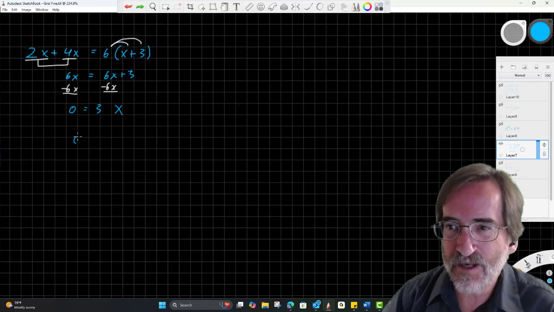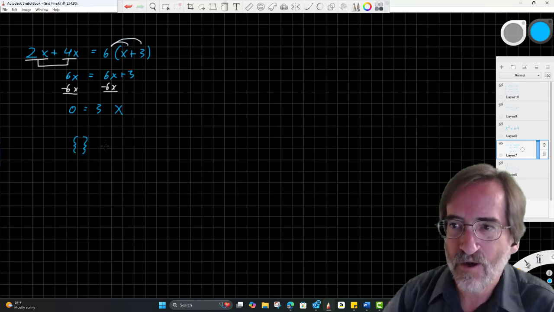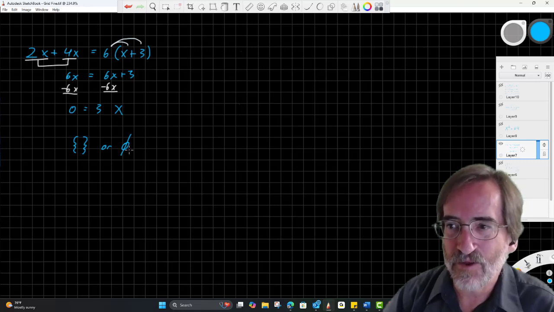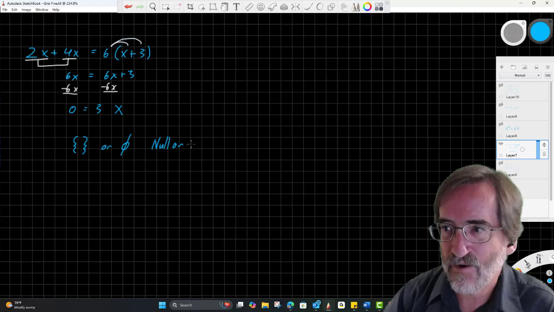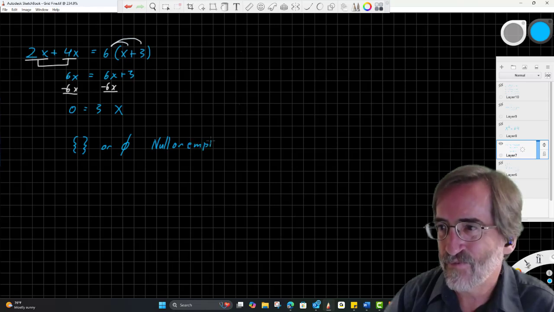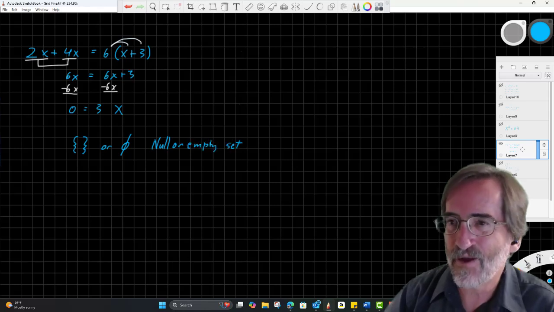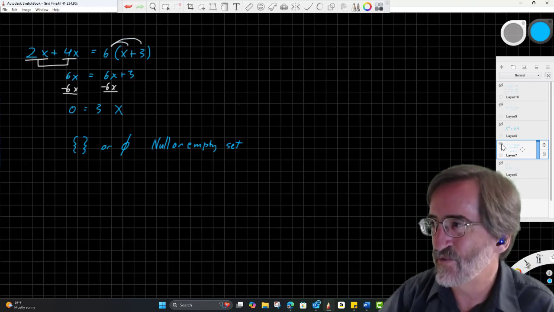The empty set is a curly brace or a pair of curly braces with nothing in it, or a circle with a diagonal slash through it, which stands for the null set or empty set. Okay, null or empty set.